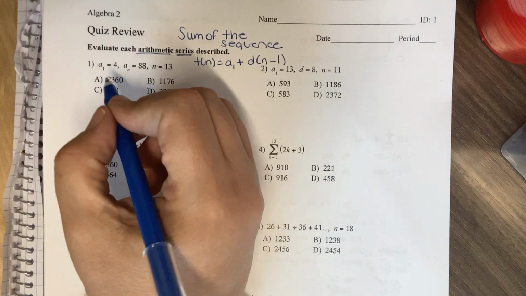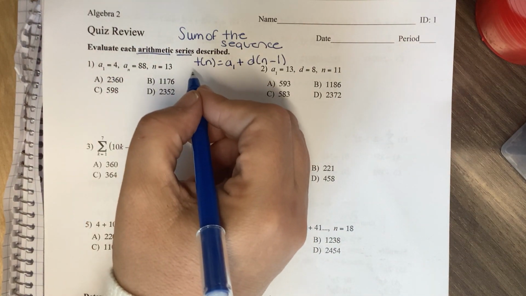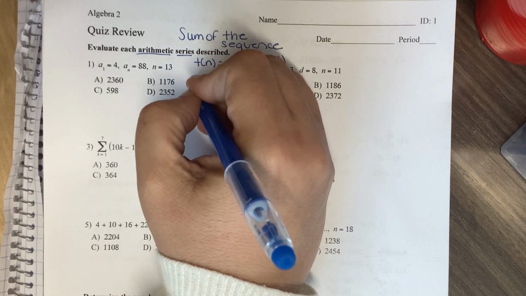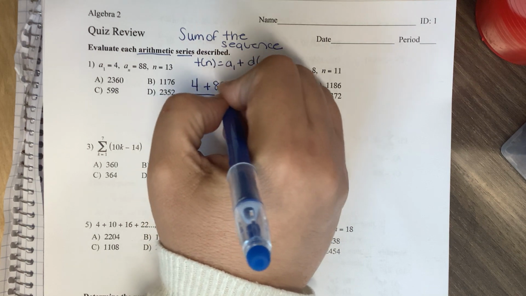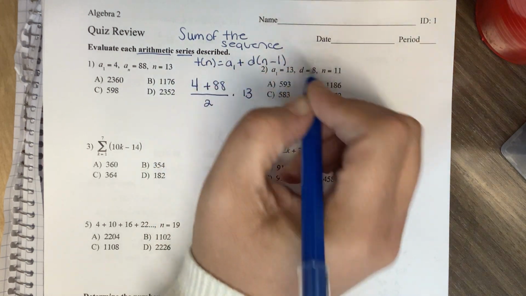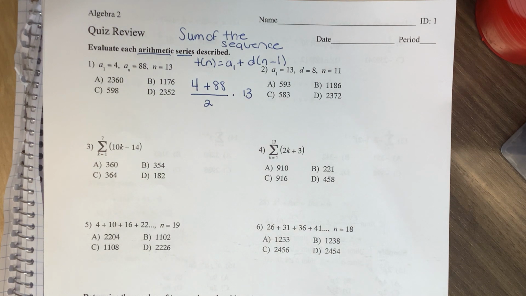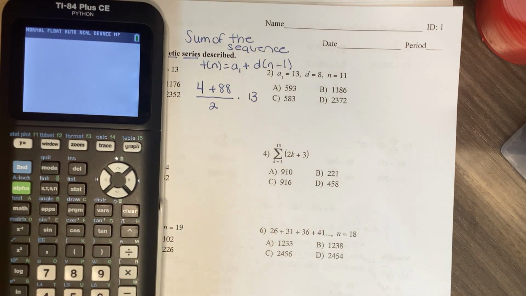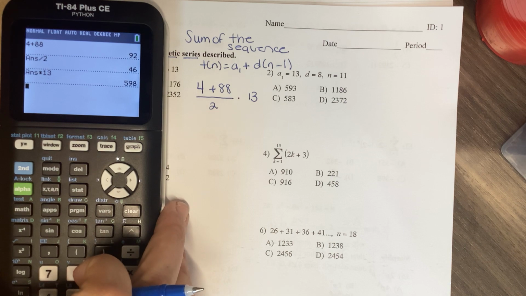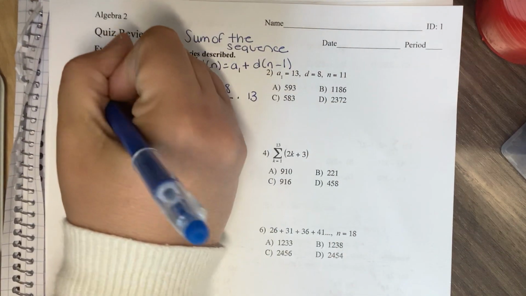So for the first one, we are given A1, we're given our last term, and we're given our number of terms. So we can plug that right into the formula that we know and love so well, which is going to be first term plus your last term divided by 2 times the number of terms. Now, a lot of people during class today, and I've just seen it over time, when you plug these things into the calculator, can get the wrong answer just because of the way that it's plugged in. So we have to be careful. So we have 4 plus 88 divided by 2 times number of terms, and that leaves me with 598, which in that case is C.